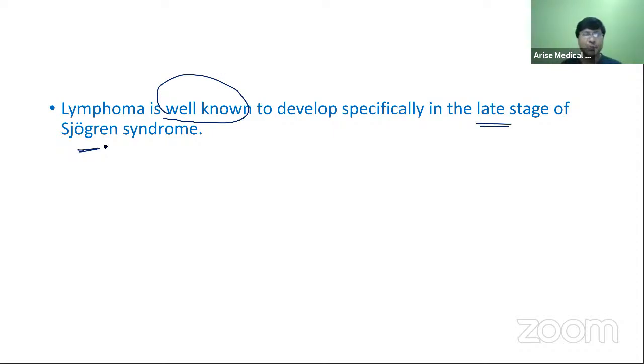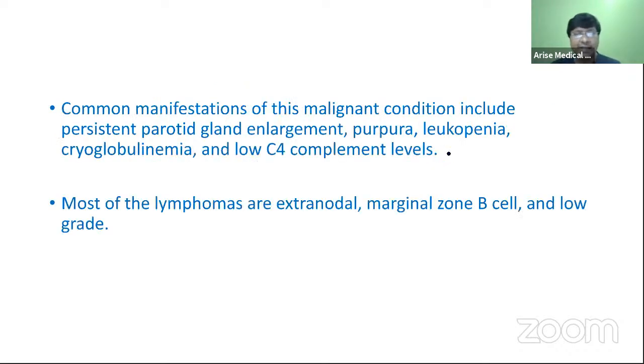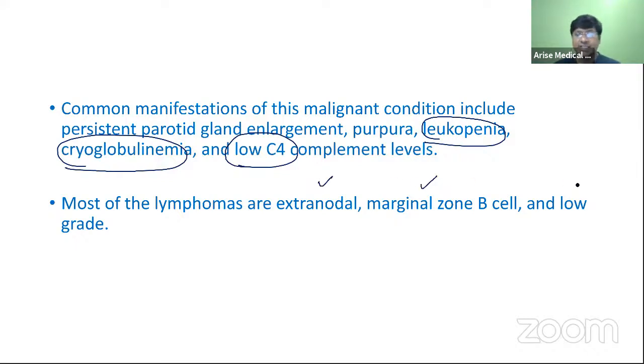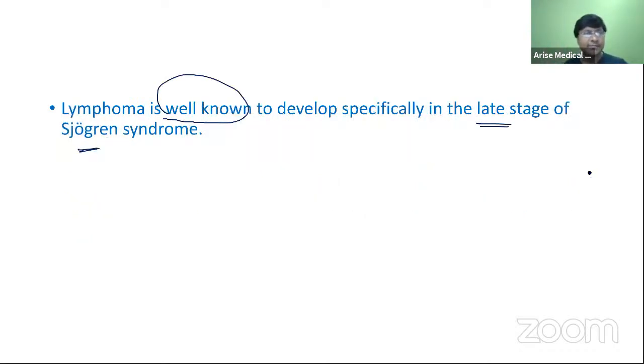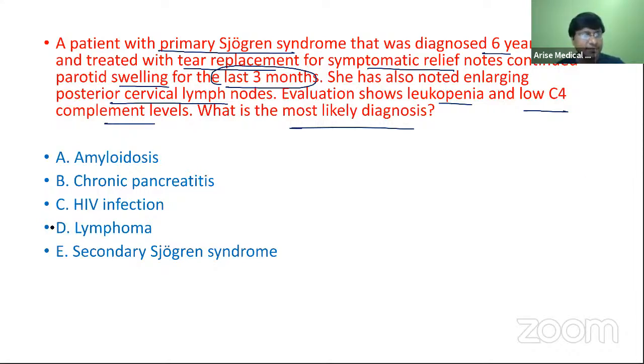This is a very, very important point. Because of the development of lymphoma, you have leukopenia, cryoglobulinemia, as well as low C4 complement levels. The majority of these lymphomas are extranodal, marginal zone B cell, and low grade lymphomas. These are the lymphomas you will see in Sjogren syndrome. So the answer here is lymphoma.